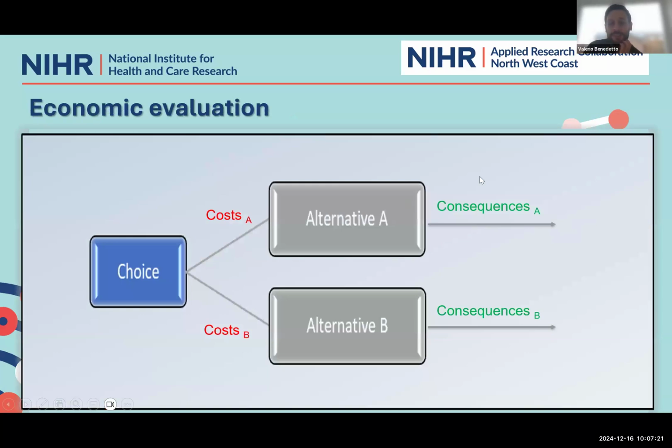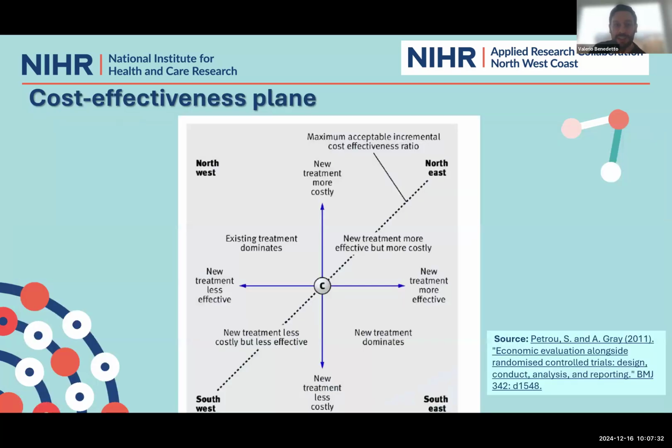Okay, typical diagram of the economic evaluation, where you've got two alternatives. Last time we talked about cost, and now we are going to move towards the consequences, the outcome side of things. And I want to start this session by talking about the cost effectiveness plane.